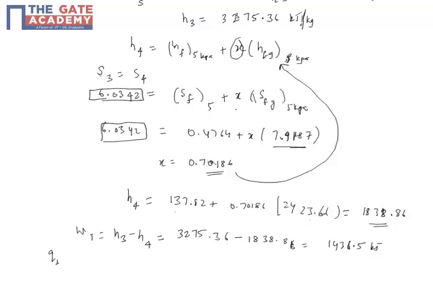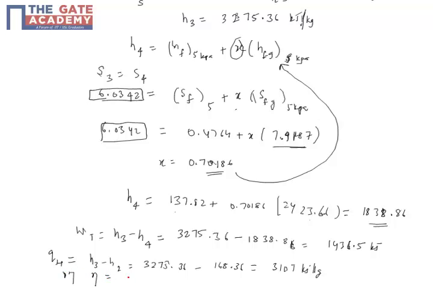And what is QH now? Heat transfer takes place in the boiler, so it's H3 minus H2, and we have already calculated that H3 is 3275.36 minus H2. H2 is 168.36. So we get QH as 3107 kilojoules per kg.